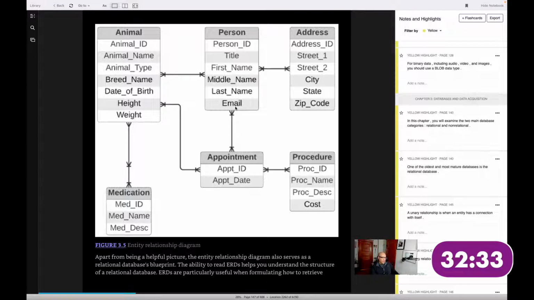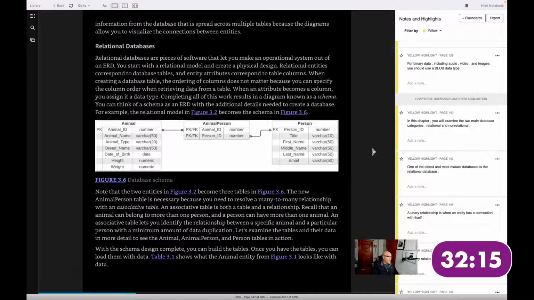Apart from being a helpful picture, the entity relationship diagram also serves as a relational database blueprint. The ability to read ERDs helps you understand the structure of a relational database. ERDs are particularly useful when formulating how to retrieve information from a database that is spread across multiple tables, because the diagrams allow you to visualize the connection between the entities. Sorry, not entries, entities.